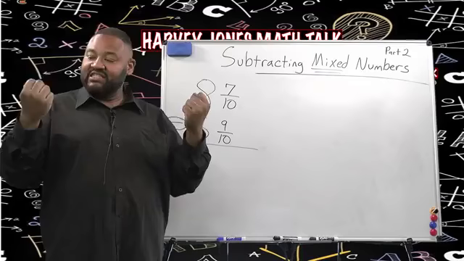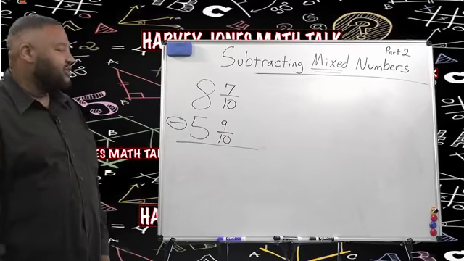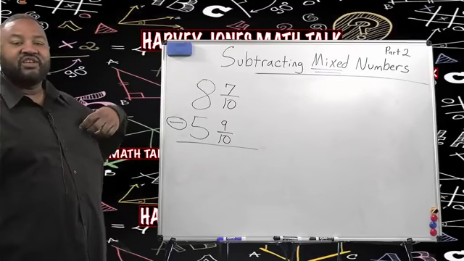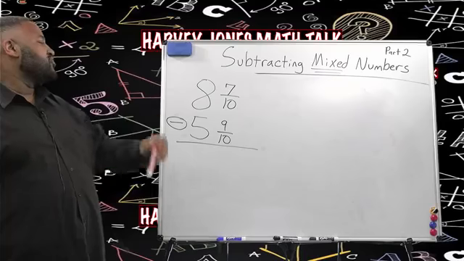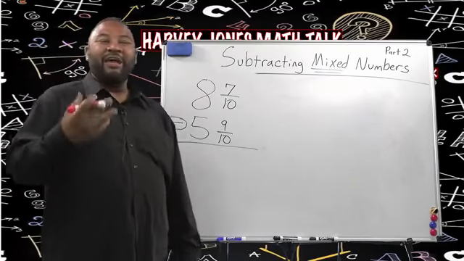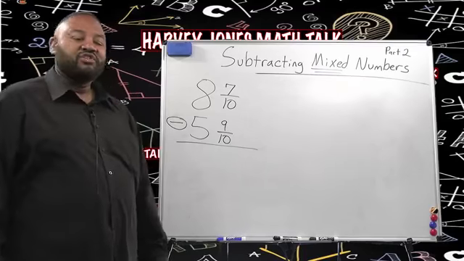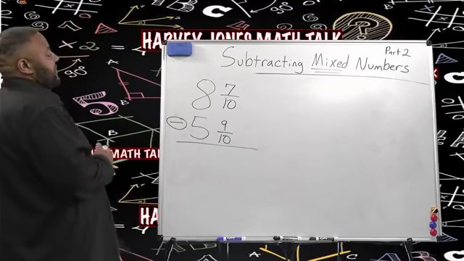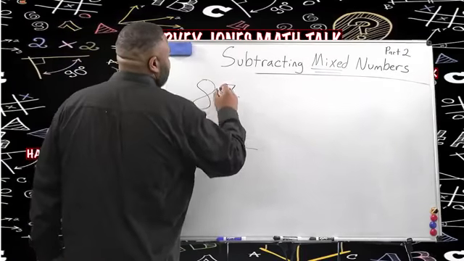We ain't got it. So if you don't have it, then that's the key thing that you need to go ahead and change your what? Your mixed number into a what? Improper fraction. Turn your mixed number into an improper fraction. And how do we do that?